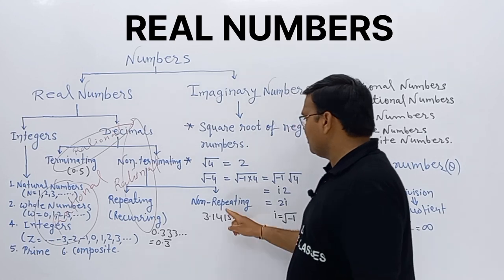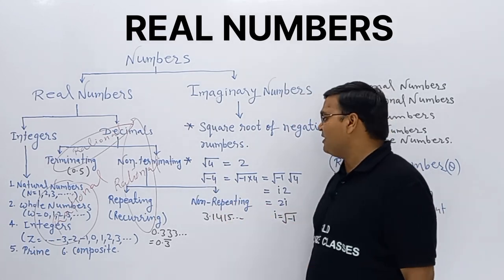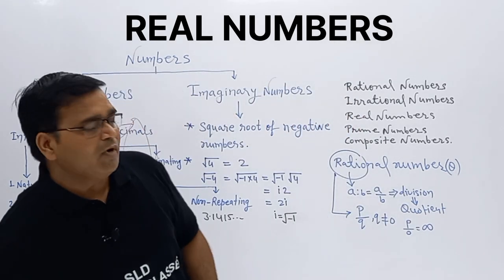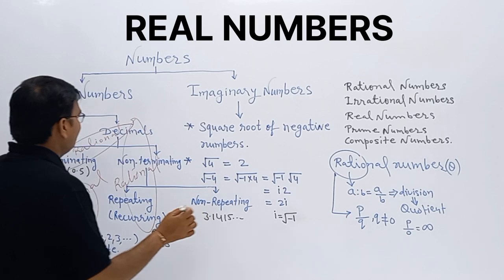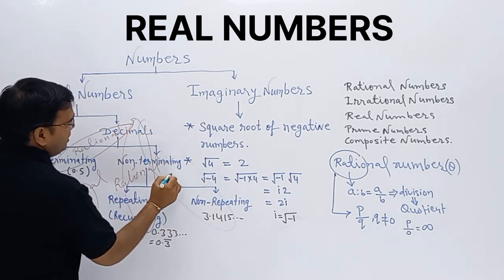Now only one thing is remaining: non-repeating. Non-repeating will be what? Irrational. The remaining category will be what? Irrational. This one.